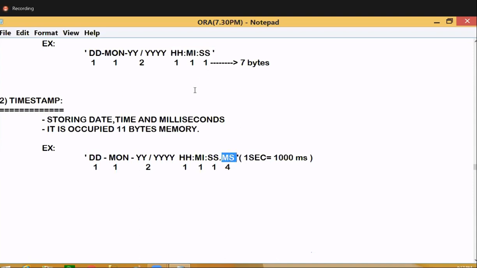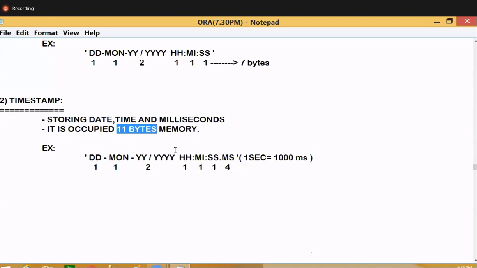So, do you all understand the difference? This is the difference. For storing milliseconds, an extra 4 bytes of memory will be assigned by your system. One second is equal to 1000 milliseconds, so to store the 1000 milliseconds, 4 bytes of memory are allocated. In total, this data type occupies 11 bytes of memory.